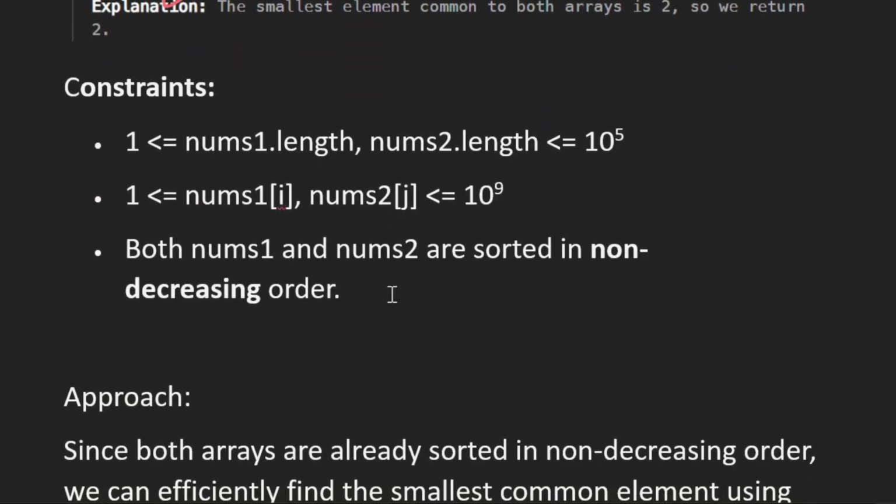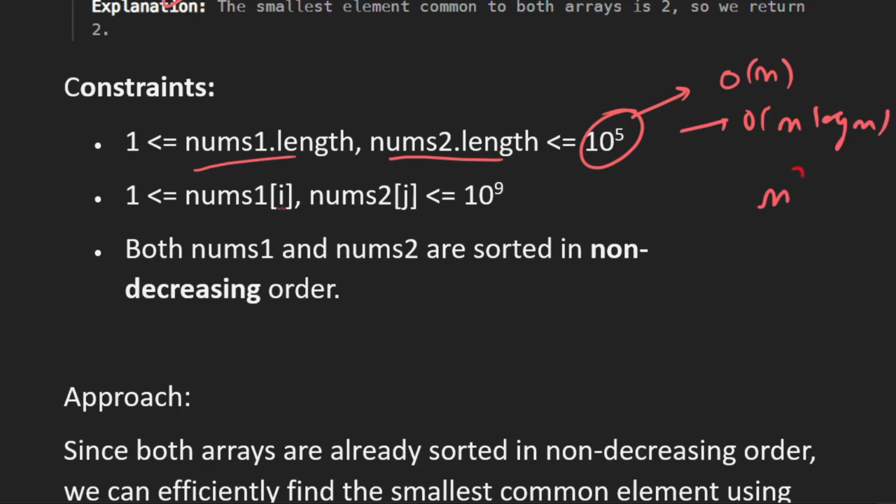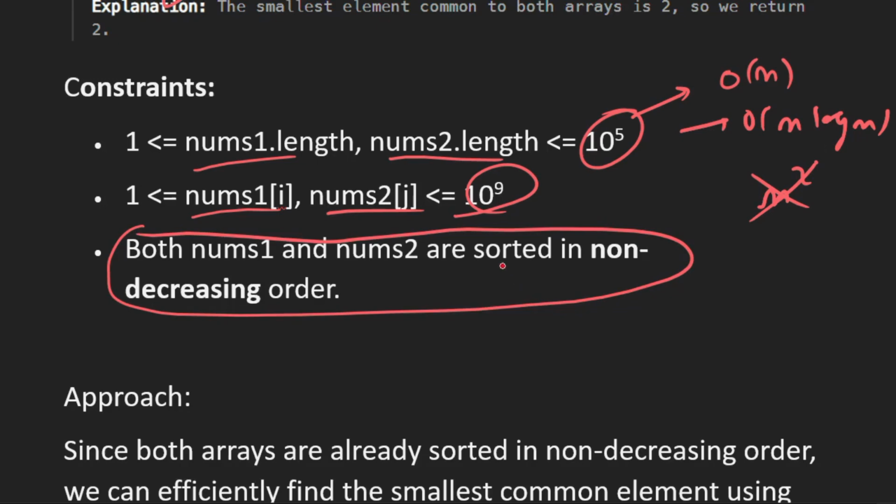So let's move to the constraint part. nums1.length and nums2.length are up to 10^5, so we have to think of some solution of either O(n) or O(n log n), right? O(n^2) will give us time limit exceeded. Each element in the nums array can be up to 10^9, and the third condition is very important, that both the arrays are sorted in non-decreasing order.